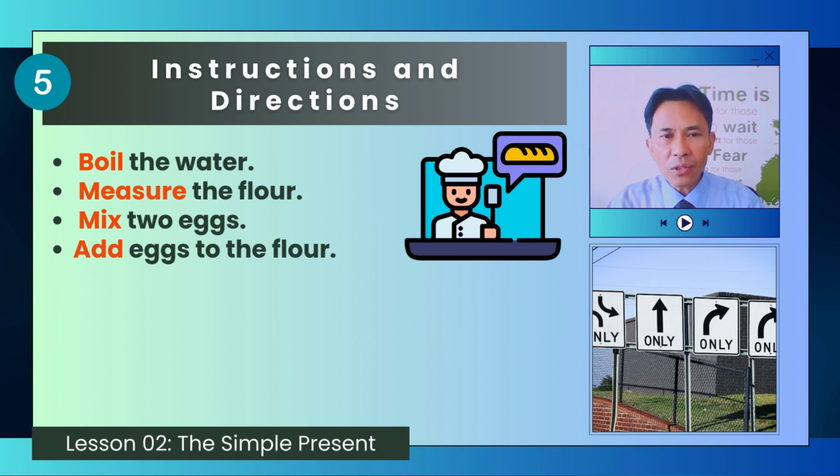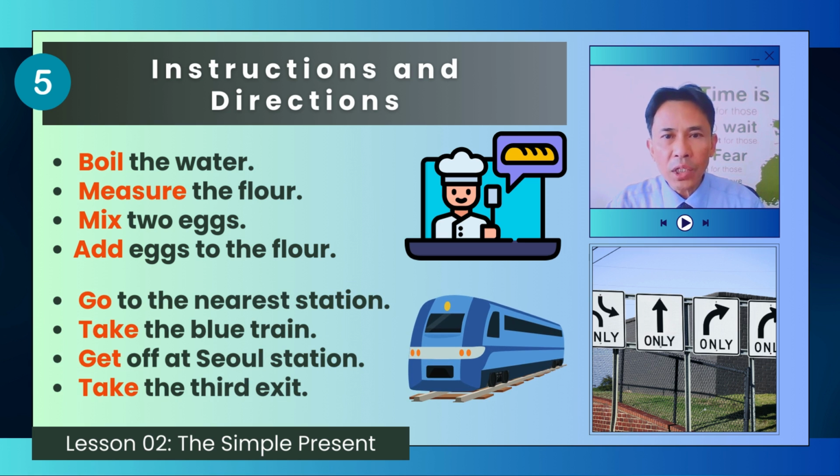Similarly, you can also give directions for reaching a destination. For example, go to the nearest station, take the blue train, get off at Seoul Station, take the third exit.